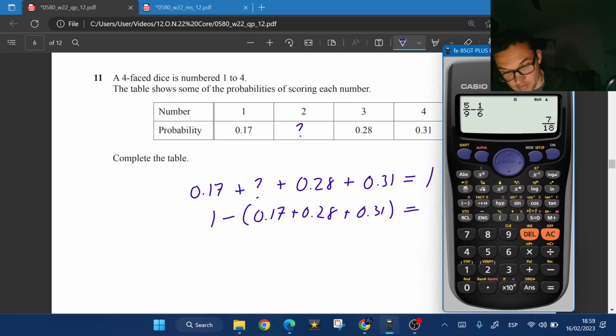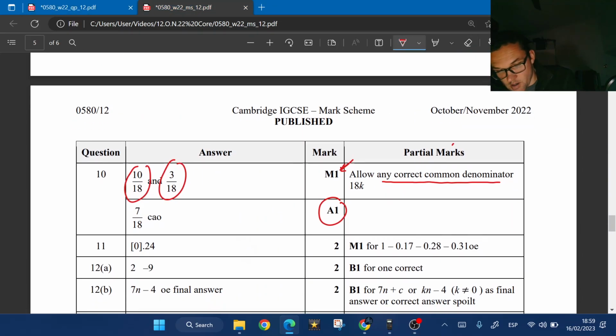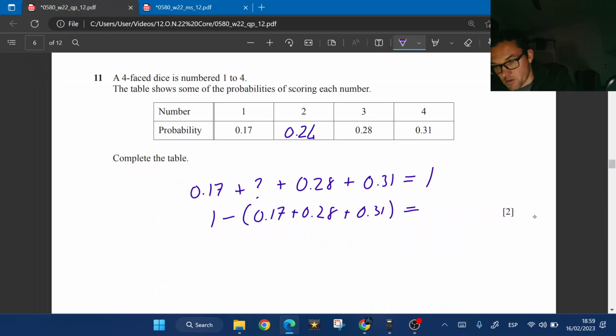So let's do that. Which gives us 0.24. Okay, which is correct. And there you can see the working out. It's important.